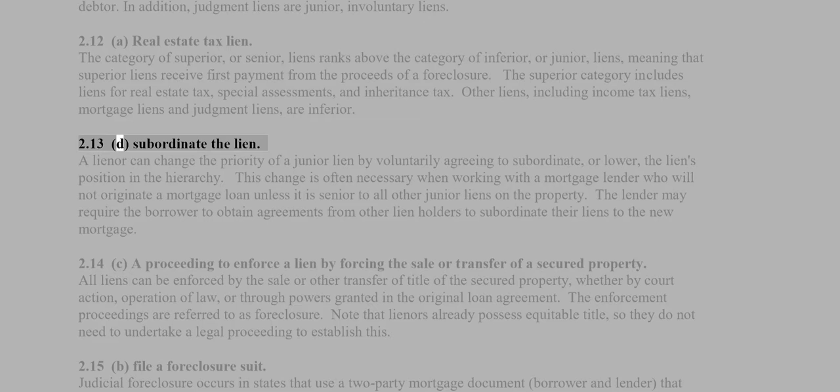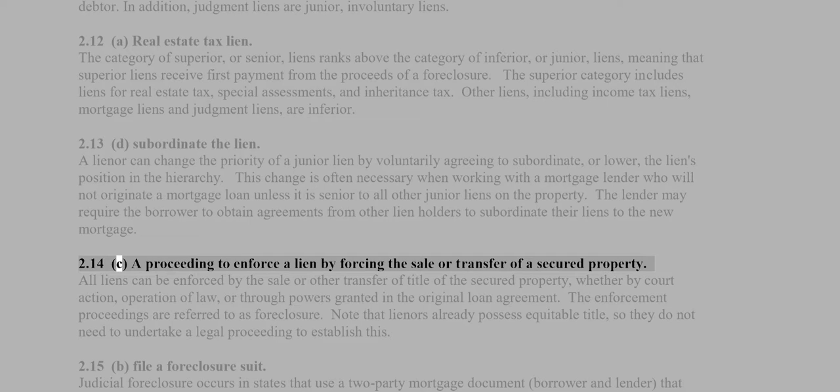2.13 D. Subordinate the lien. A lienor can change the priority of a junior lien by voluntarily agreeing to subordinate, or lower, the lien's position in the hierarchy. This change is often necessary when working with a mortgage lender who will not originate a mortgage loan unless it is senior to all other junior liens on the property. The lender may require the borrower to obtain agreements from other lien holders to subordinate their liens to the new mortgage.